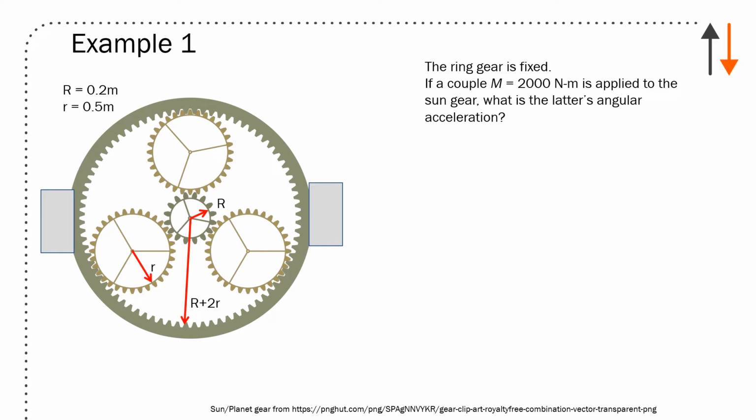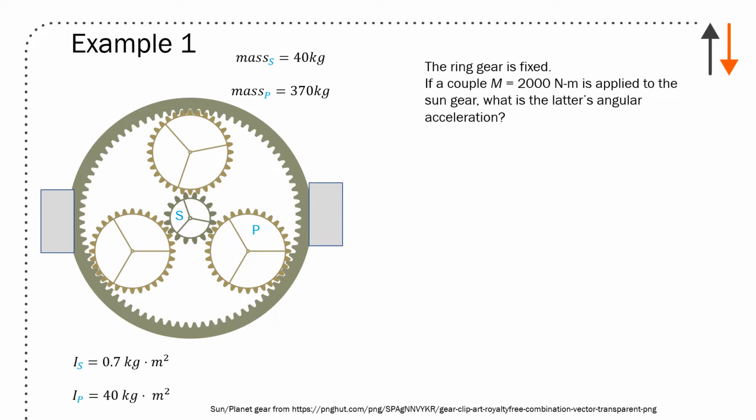You're given big R of 0.2 meters, little r of 0.5 meters, and the distance from the center to the outer ring is R plus 2 little r. This outer ring is fixed in place, so it is not going to rotate. You have the sun and planet gears. The mass of the sun gear is 40 kilograms. The mass of each of the planet gears is given as 370 kilograms. I_S, the moment of inertia of the sun gear, is 0.7 kilogram meter squared. The moment of inertia of the planet gears is given as 40 kilogram meter squared.